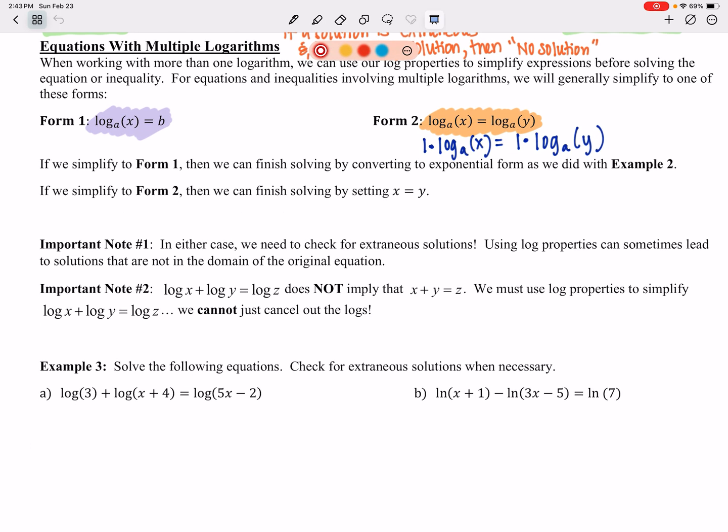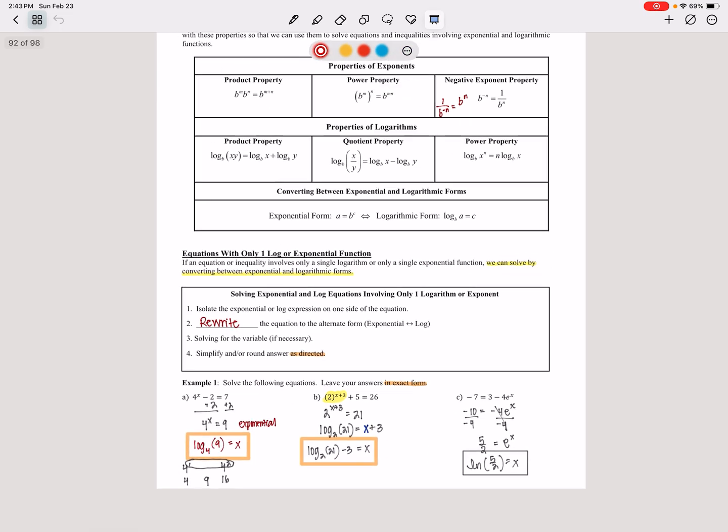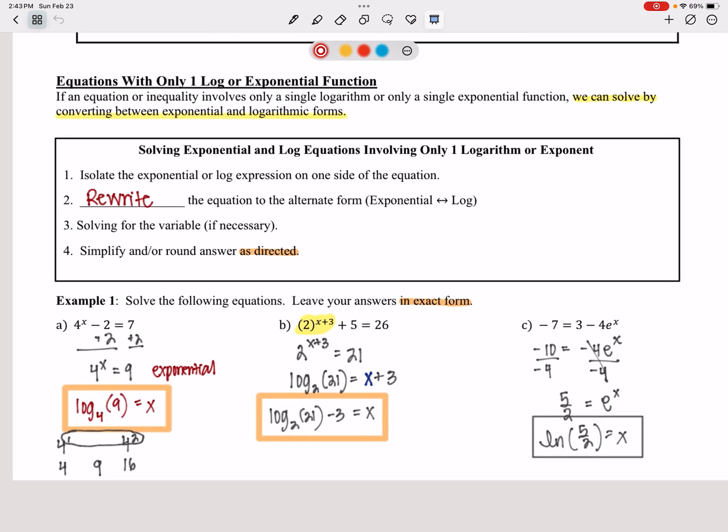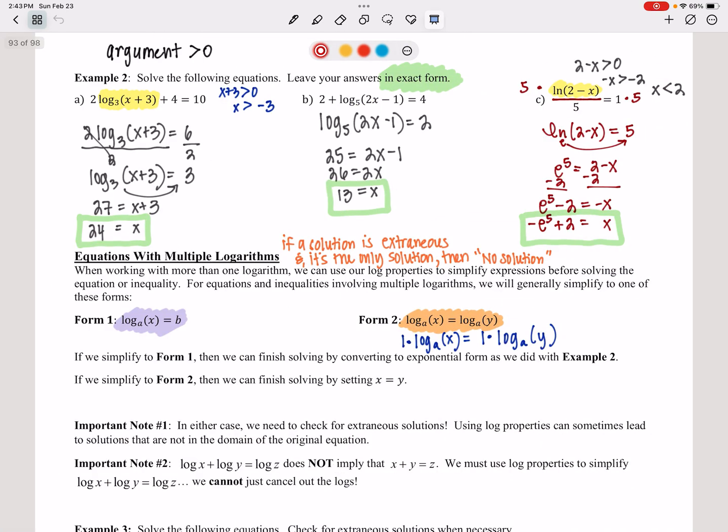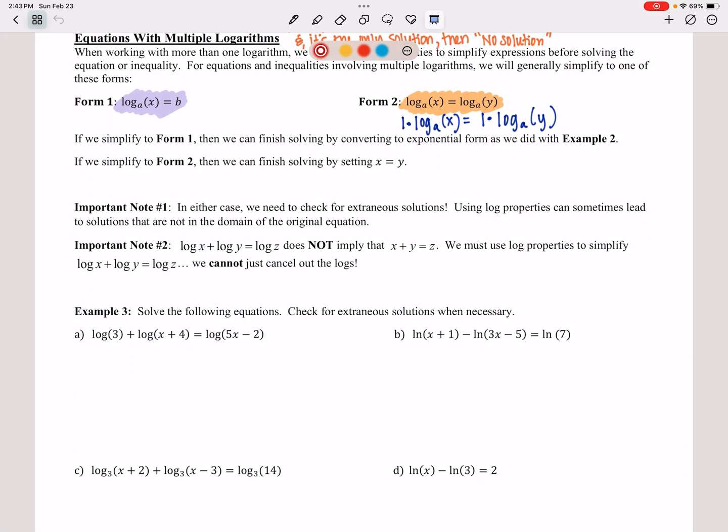If you can get it into the first form, then you'll be able to use the procedure that we used before, where we were writing it in exponential form and log form, depending on whether or not we had an exponential or log expression. If we get it into form 2, sometimes that's even a bit easier, because if x equals y, then the arguments equal each other. So this is really super important: if you can get it into form 2, exactly like form 2, one logarithm equals one logarithm, then you can set the arguments equal to each other. But it is an important note.